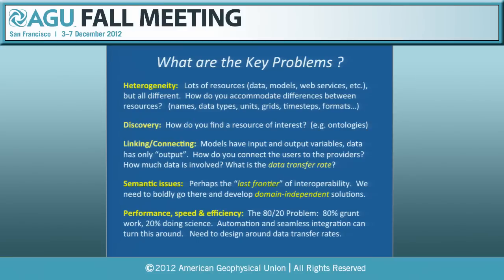And then there's questions like, how do you find a resource if it's out on the web somewhere, or even if it's on your same computer? How do you find a provider for the variable that you need? And there's linking and connecting issues, and those could be tight coupling or loose coupling issues, because if you're connecting to something across the web, that's one thing, but if you're connecting to a pointer to a variable on a machine, that's different, and there's different data transfer rates that are really important for that.